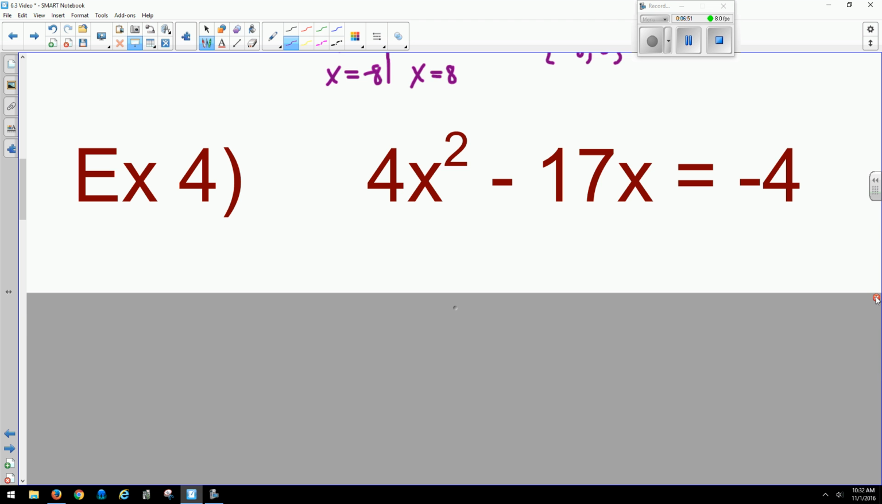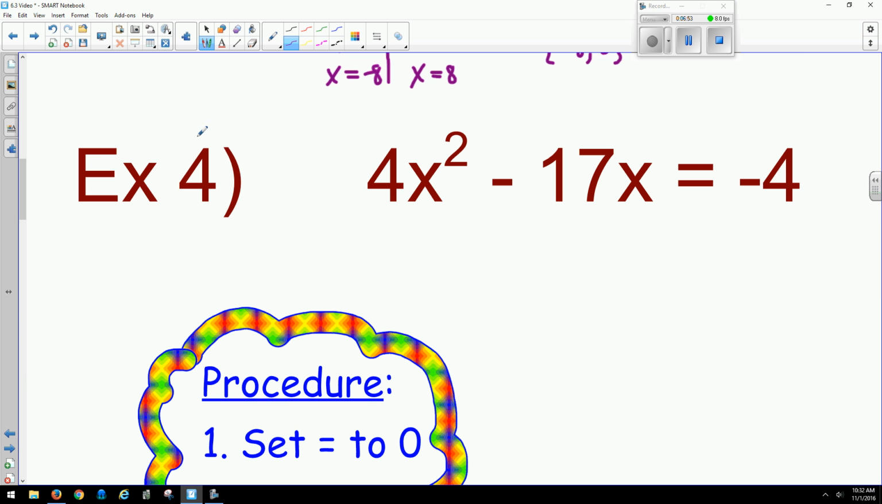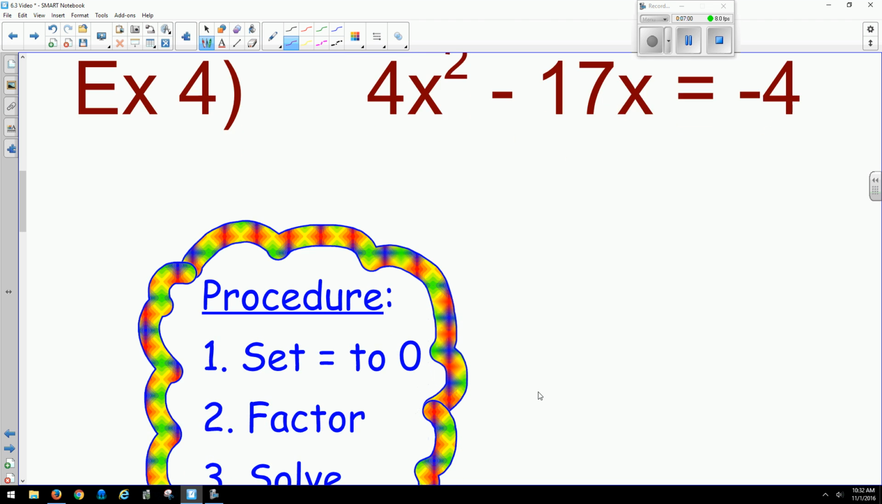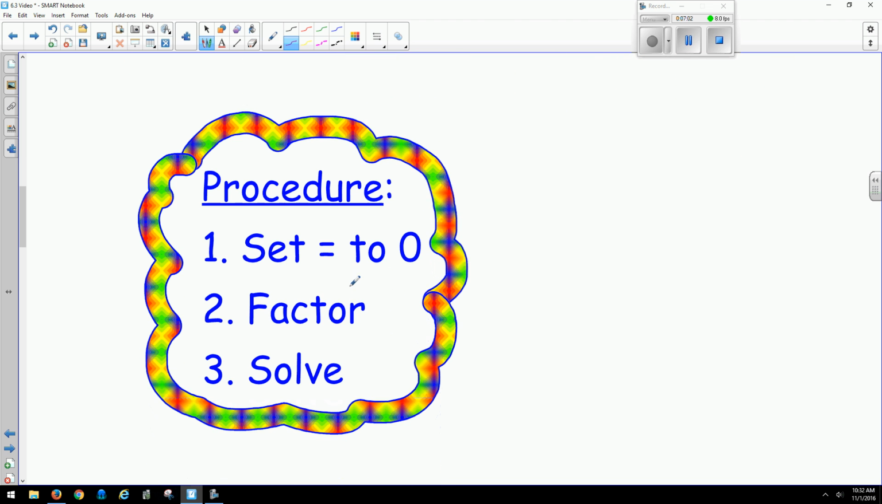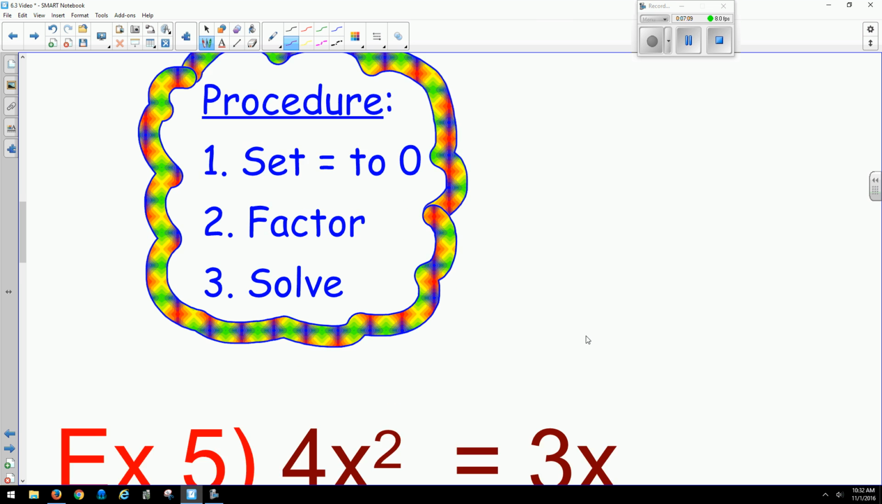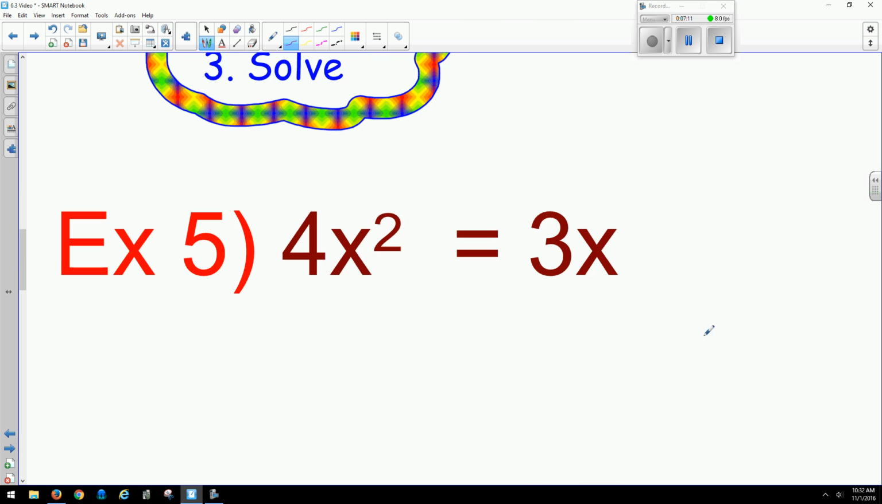I'm going to have you try example 4, even though it's not in red. Go ahead and try number 4. And so, here's the procedure. Very first thing we want to do is set it equal to 0. Second thing you want to do is factor. And third thing you want to do is solve, and that involves setting each factor equal to 0. So go ahead and try number 5. I'm going to give you a hint for this one. When you're factoring this one, you're actually going to pull out a greatest common factor. Okay, so that's my little hint, hint, nudge, nudge for that one.